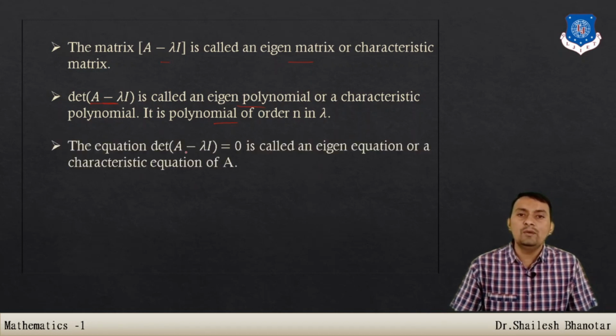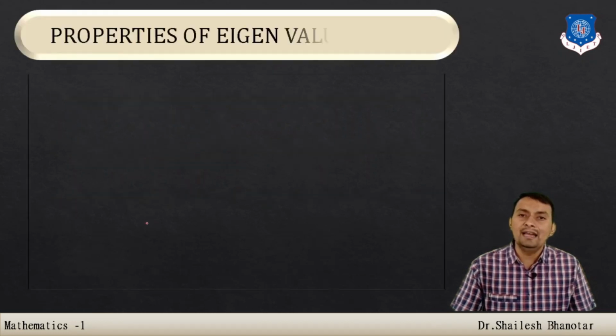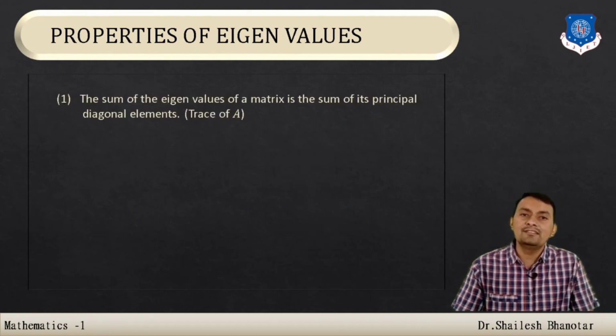Setting this polynomial to zero gives an equation, and we can find its roots. The roots of this equation are known as the eigenvalues, and based on the eigenvalues we can determine the eigenvectors. So let us first understand the properties of eigenvalues.